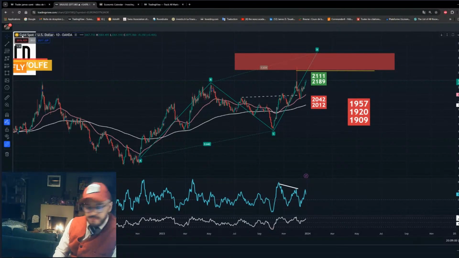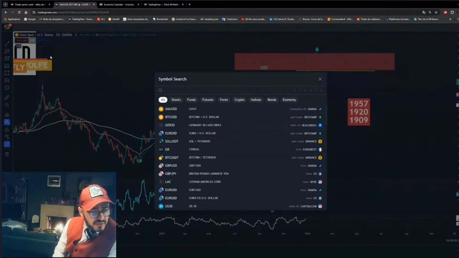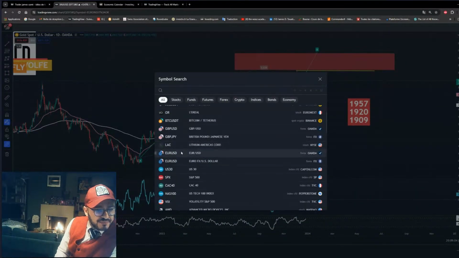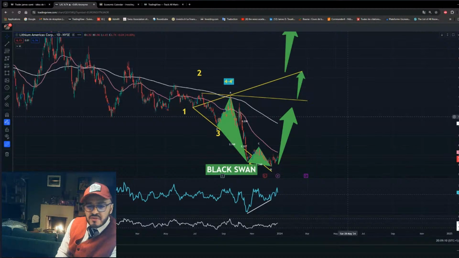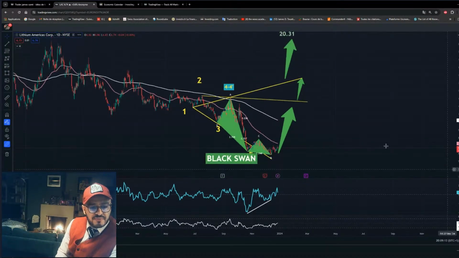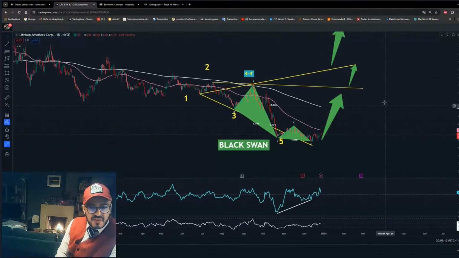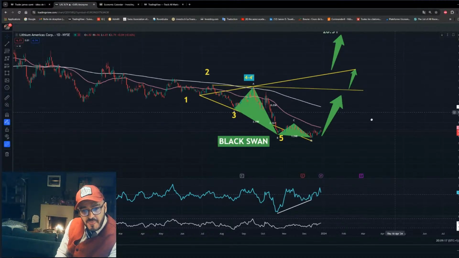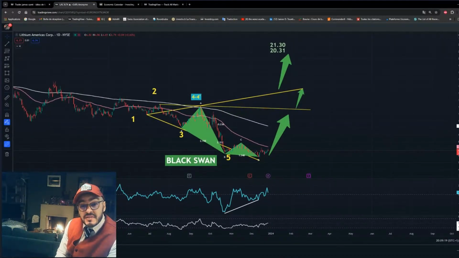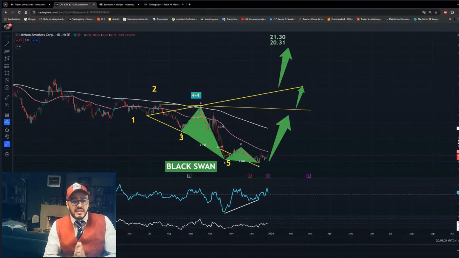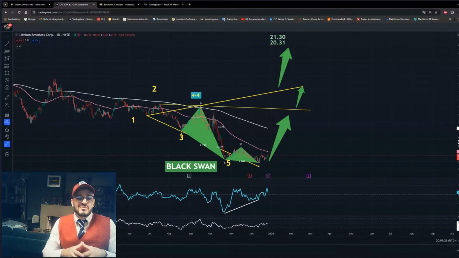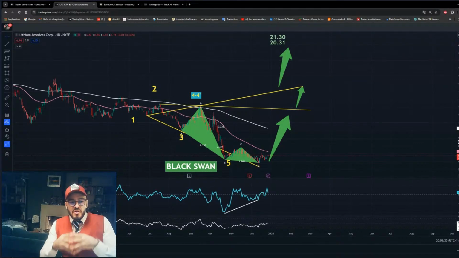So now change, and we go on the lithium, for example. Lithium is very interesting. We have a black swan plus a wolf wave, divergence, everything is fantastic. Why? Because, guys, it sells, it's mindset. It's very important to understand that when the market collapses like this, it's a huge opportunity to enter in the market. Then you must be long.